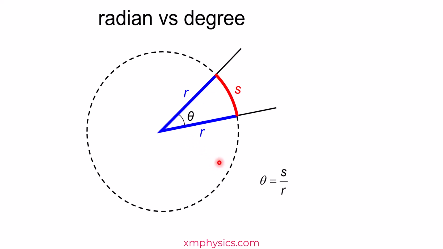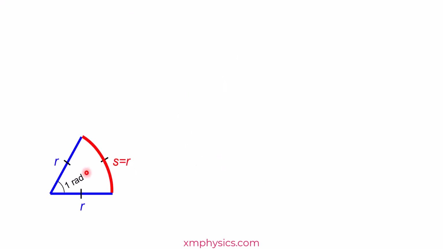So what would 1 radian look like? We should be thinking of a sector whose arc length is exactly the same as its radius. It looks roughly like 60 degrees, but 1 radian is actually 57.29 and so on degrees.